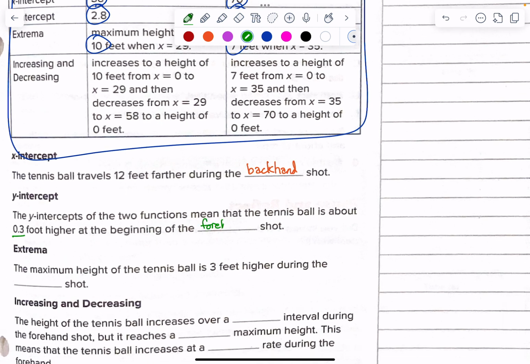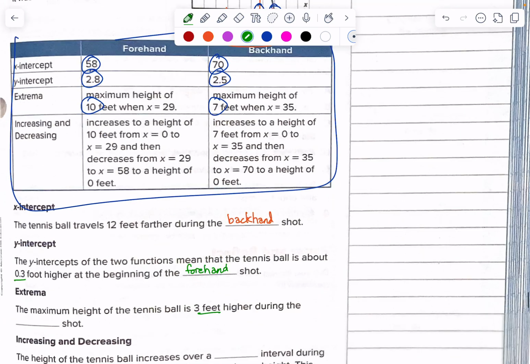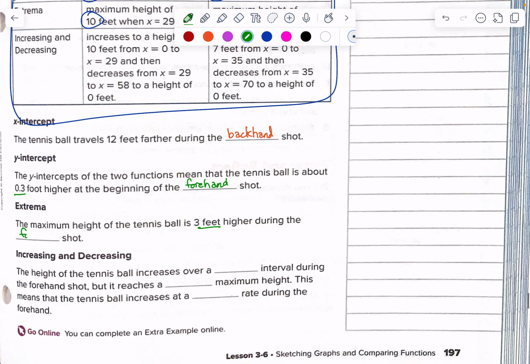Okay, the extrema, the maximum height of the tennis ball, is 3 feet higher during the forehand shot. Forehand. Okay, and then increasing, decreasing: the height of the tennis ball increases over a blank interval during the forehand shot, but it reaches a blank maximum height. This means that the tennis ball is increasing at a blank rate during the forehand.